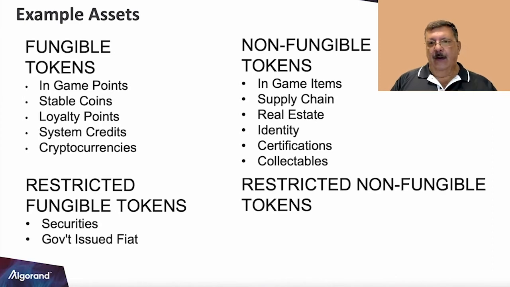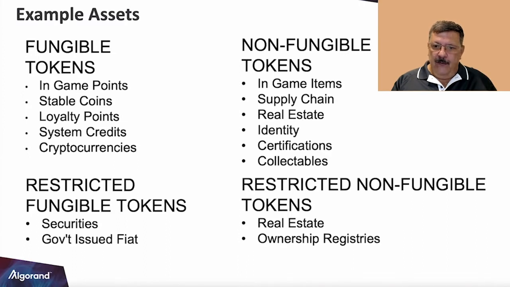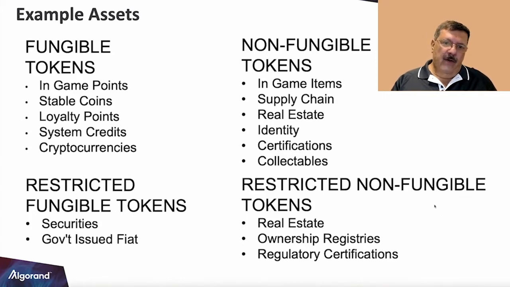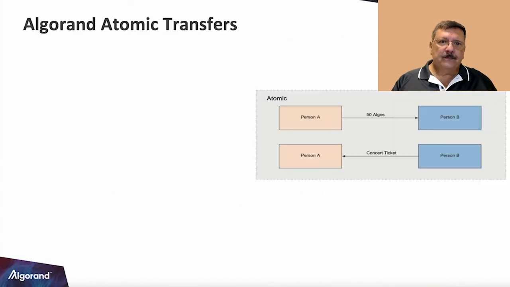And then we get to the final set of applications that you can build with assets, and that is restricted non-fungible token. Things like real estate would be good for this, ownership registries, as well as regulatory certifications. And once again, you may need clawback or revoke capabilities on both of those restricted scenarios.